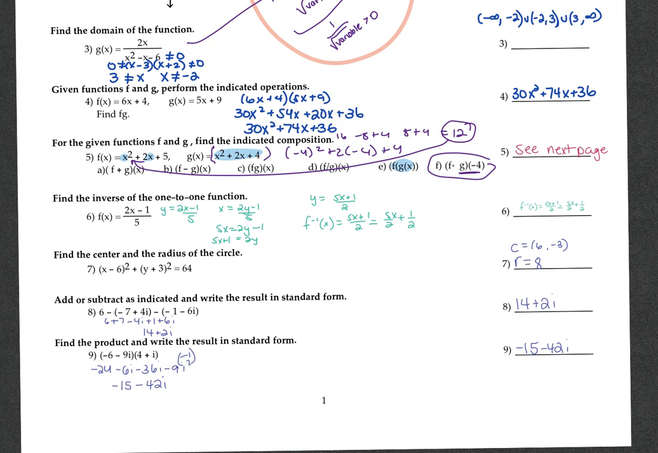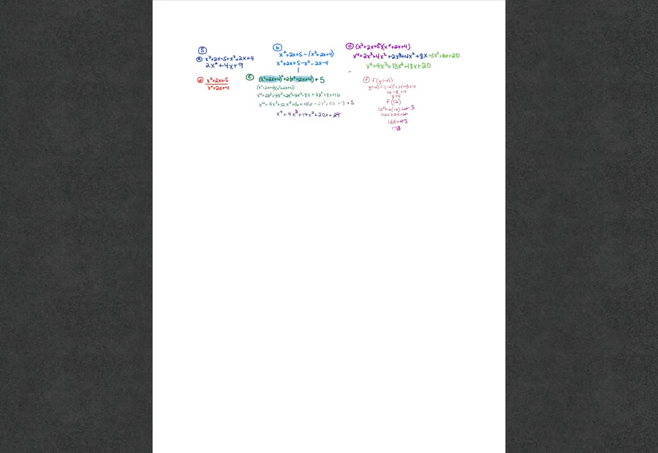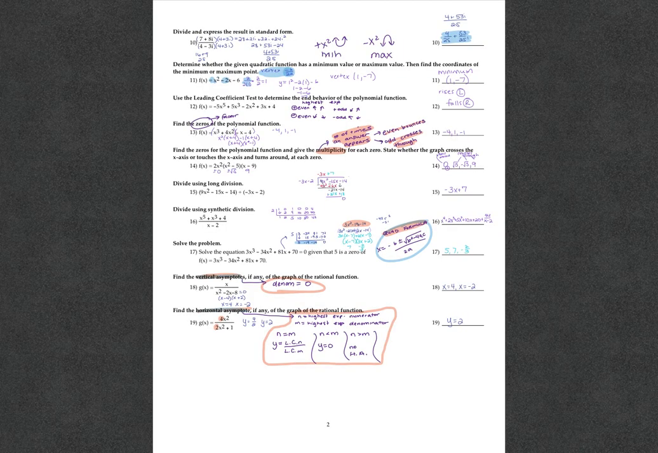Then came your inverse functions, your center and radius of your circle given an equation, and your i's. This obviously goes way back a little bit, where every time you get the i squared, you're going to replace it with -1. Question on any of those? Okay, this is the work for the composite one. All right, questions on page 2.